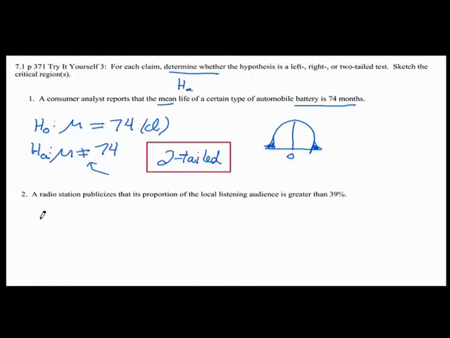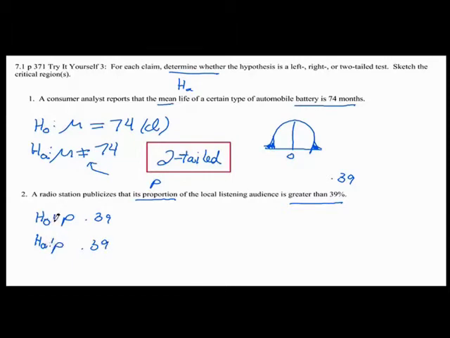Now let's take a look at number 2. A radio station publicizes that its proportion of the local listening audience is greater than 39%. So greater than 39%, that's going to be our claim. And so let's see what our null and alternate hypotheses are going to be. It's going to be P for proportion. We're going to use 0.39 for the probability here. And we've got our alternate here. So it's going to be 0.39 for our proportion.